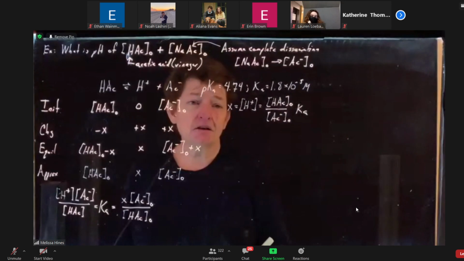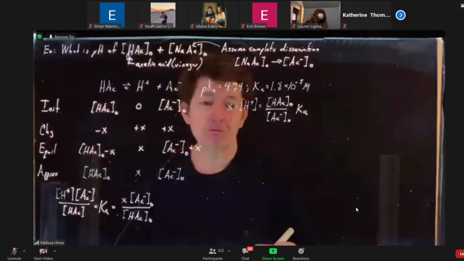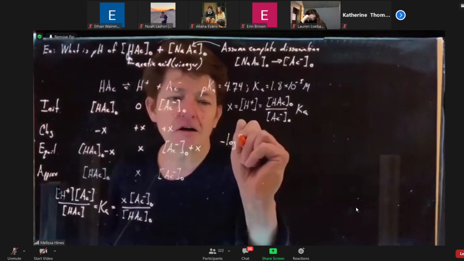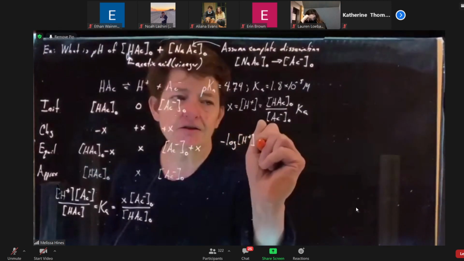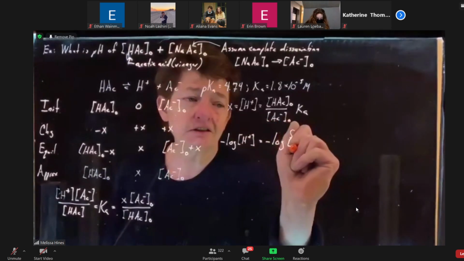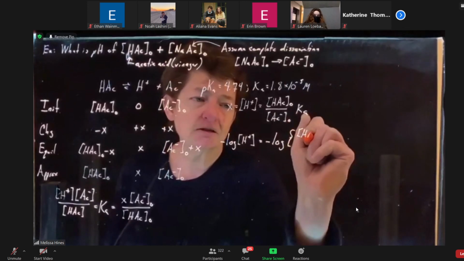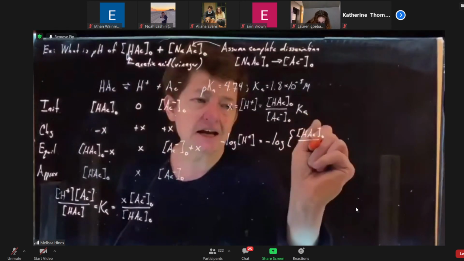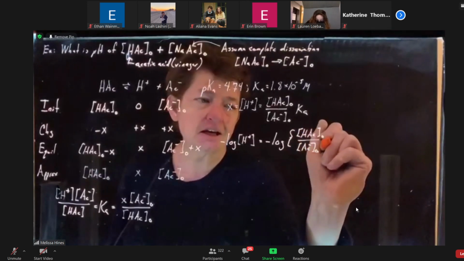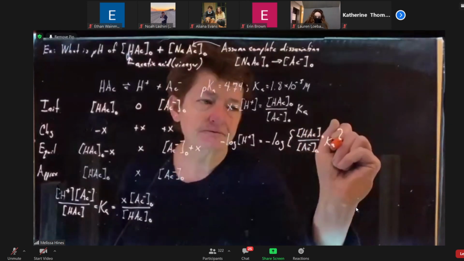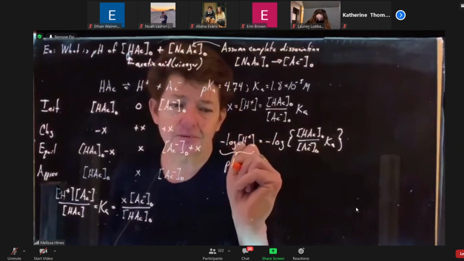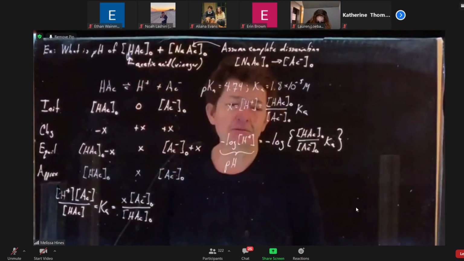Okay, now I'd like to know the pH, so what I'm going to do is take the minus log of both sides. So I'm going to have the minus log of my concentration of protons is going to be equal to the minus log of this big product, which is going to be the concentration of acetic acid initially divided by the initial concentration of acetate times Ka. Okay, so this is what I want. This is going to be equal to pH, but now we have to simplify this.